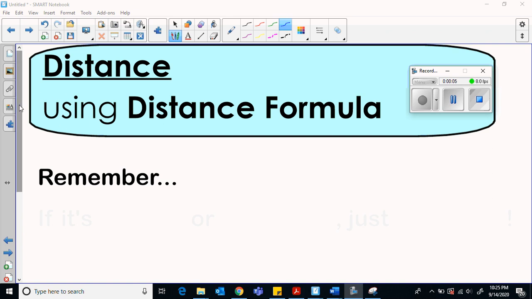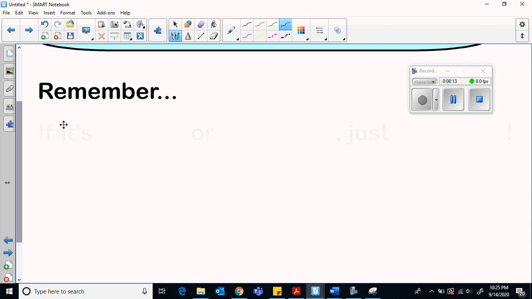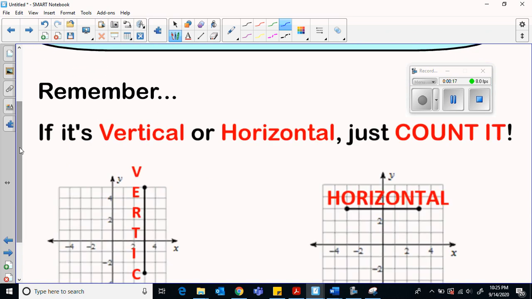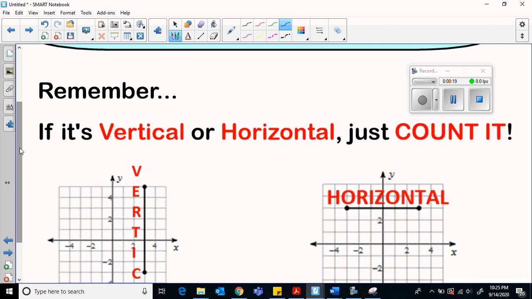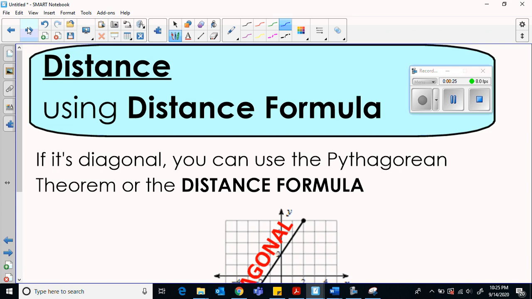All right, we're now going to talk about finding distance using the distance formula. So let's go back and recap what we've covered earlier. Remember that if you're trying to find the distance of a vertical or a horizontal line, we're just going to count the spaces. Vertical is up and down, horizontal is left or right. And we're just going to count.